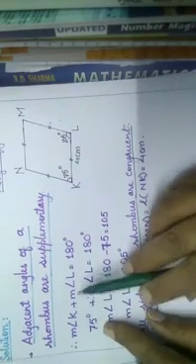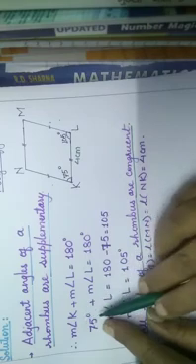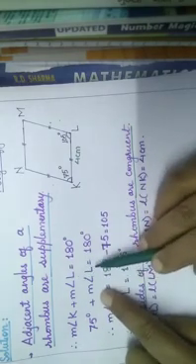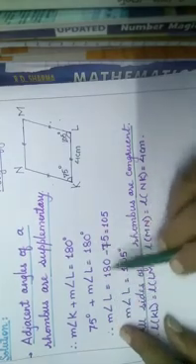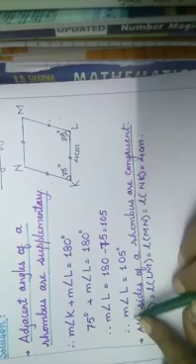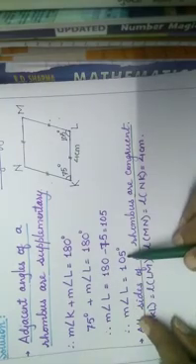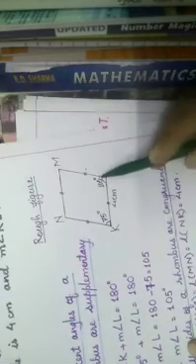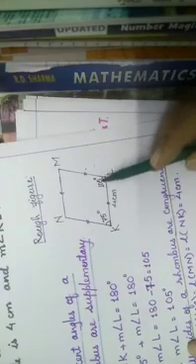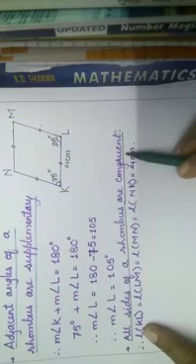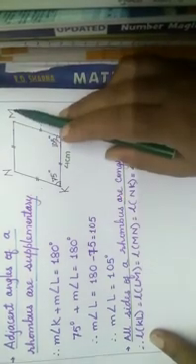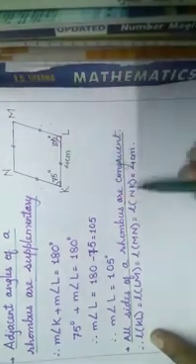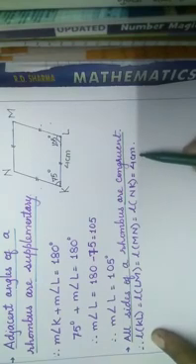So measure angle K plus measure angle L is equal to 180. K is 75 degree plus measure angle L is equal to 180 degree. Therefore measure angle L is equal to 180 minus 75, that is 105. Therefore measure angle L is equal to 105 degree, and then we will write down here measure angle L is 105 degree. Now all the sides of a rhombus are congruent. That means length KL, length LM, length MN and length KN are all equal to 4 centimeter.